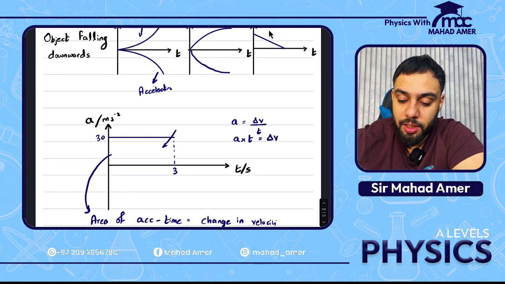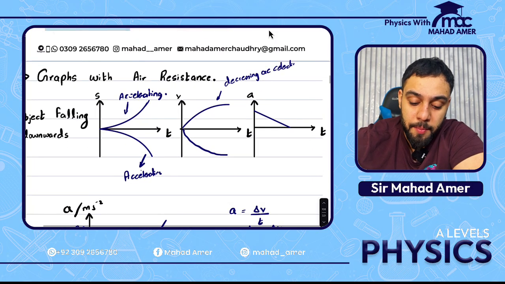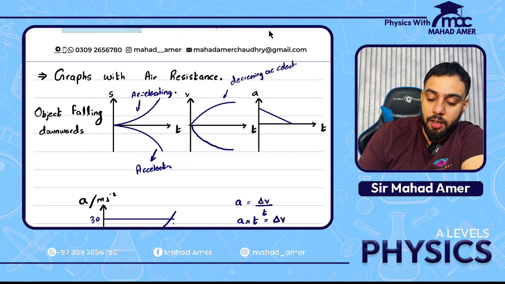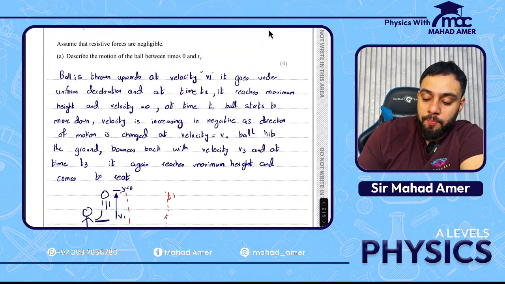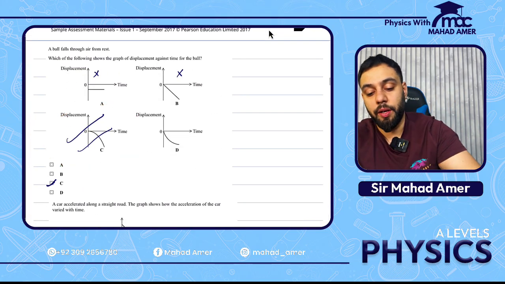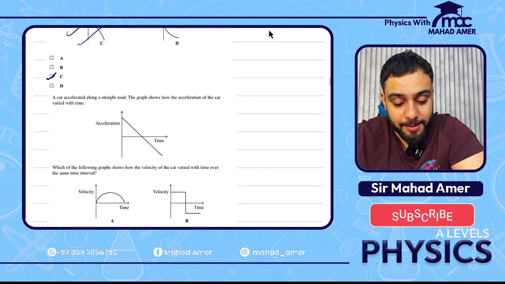Meanwhile, in the previous lecture, we actually discussed this as well: what the graphs are going to look like with air resistance. So the acceleration time graph and the displacement time graph can be a curve upward and downward like this. This represents the particular graph which we have already discussed in the previous lesson.